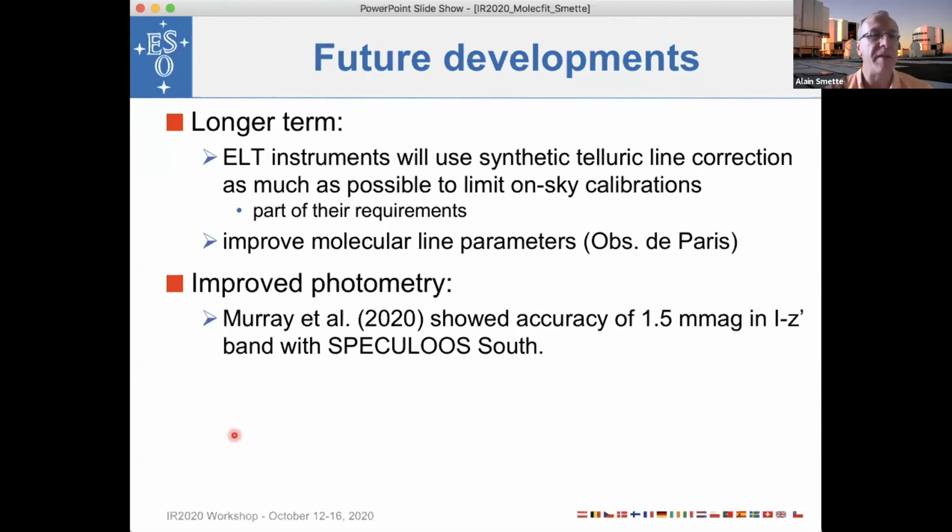are reasonably stable. We need to identify possible problems with the molecular line parameters, and there we can work with the people at the Observatoire de Paris. And there is also the possibility to improve photometry, for example, with the group from Speculoos reaching 1.5 millimagnitude in the IZ band by correcting their photometry using the amount of water vapor observed in parallel.